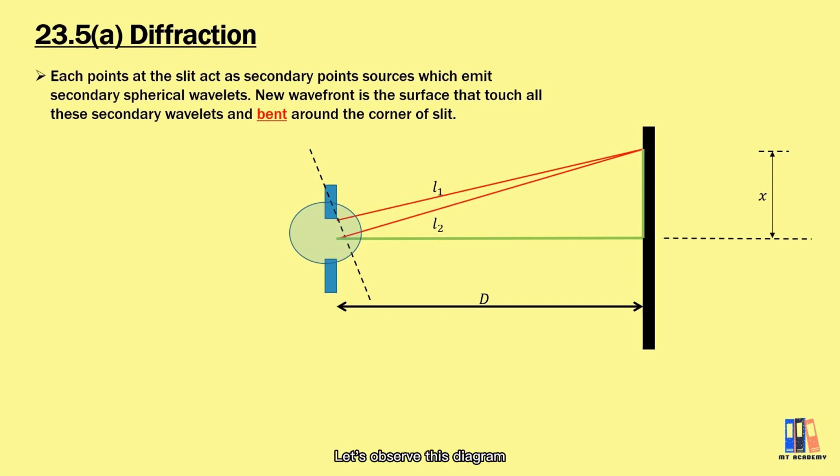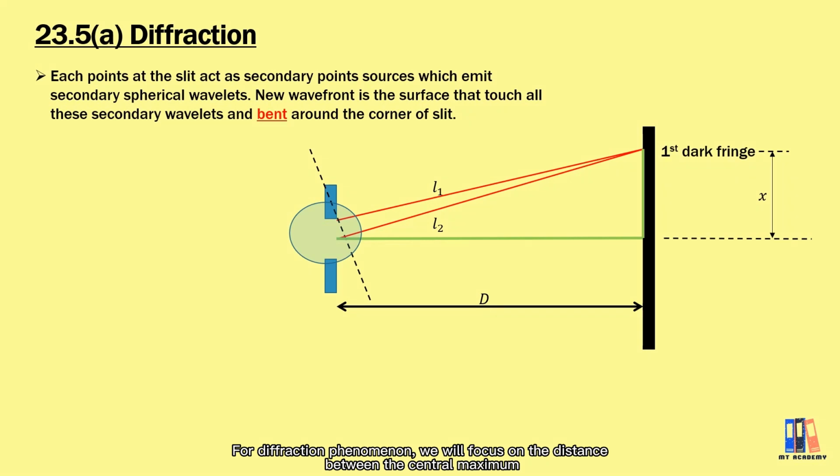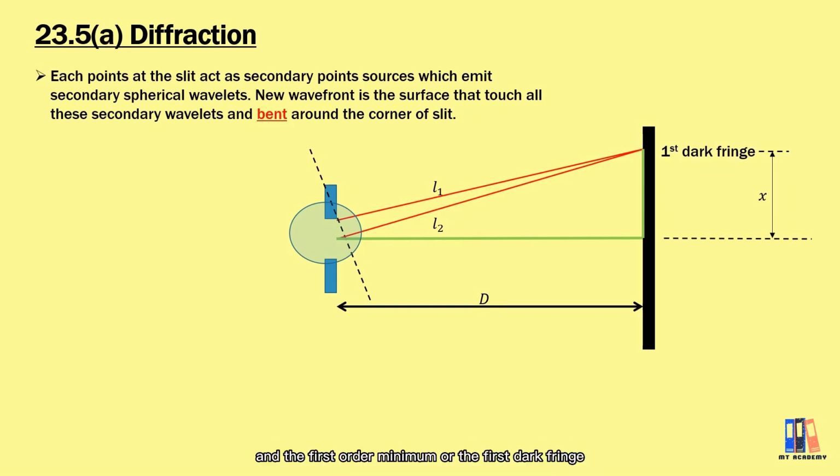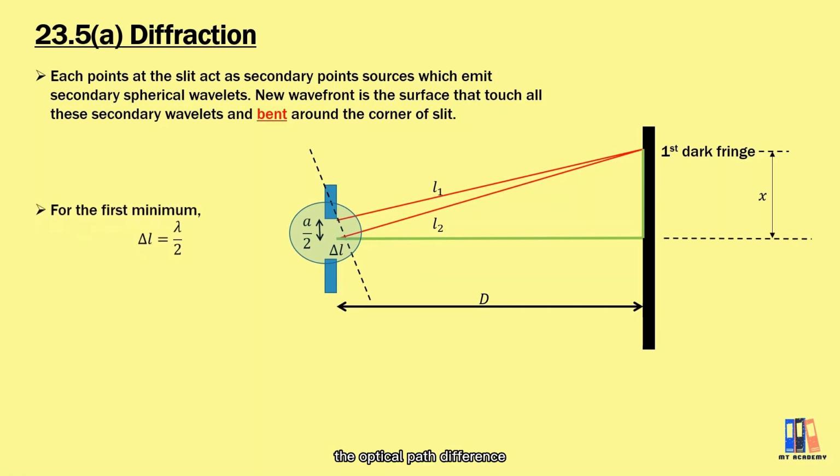Let's observe this diagram. For the diffraction phenomenon, we'll focus on the distance between the central maximum and the first order minimum, or the first dark fringe. We'll divide the slit into half. To produce the first dark fringe on the screen, the optical path difference between the 2 points should be equal to half of the wavelength.